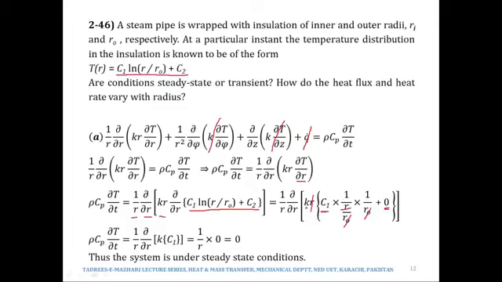del by del r of k c1, and there is no r in here. So if we differentiate it with respect to r, del by del r of k c1, we will get 0. Therefore del T by del t becomes 0. It means that the system is under steady state conditions.